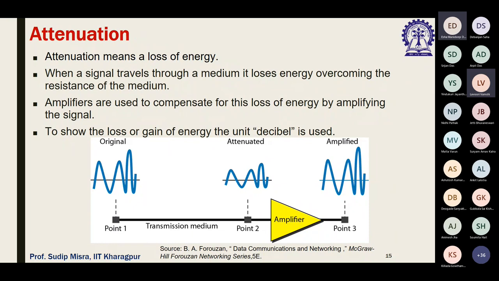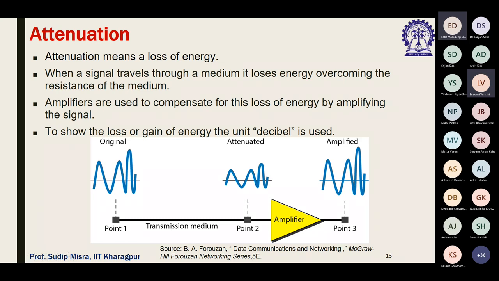So to show the loss or gain of energy, the unit that is used is decibels, dB, small d, capital B, decibel. And I think because you have studied physics before, you must be familiar with this term dB, right? So you see that from point 1 to point 2, you have this signal which is transmitted. Now when it arrives at point 2, the signal is attenuated. That means it has lost some of its energy.